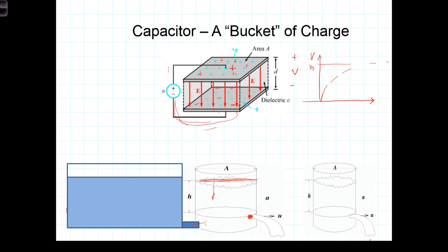And in fact, the way we measure the size of a capacitor is a ratio of the charge, the amount of charge that we can put on per volt. And that then becomes the definition of the capacitance, or the size of the capacitor, or the measure of the capacitor, and its units are farads.